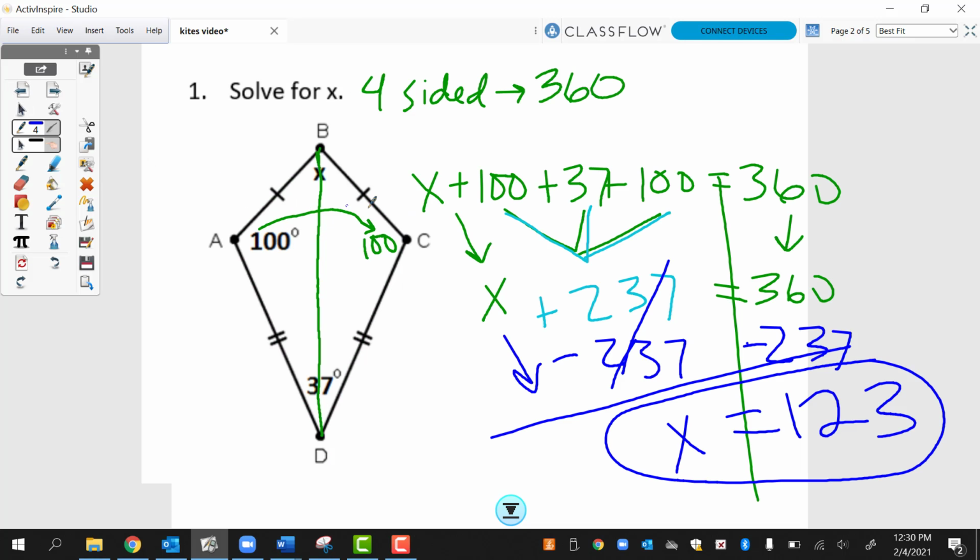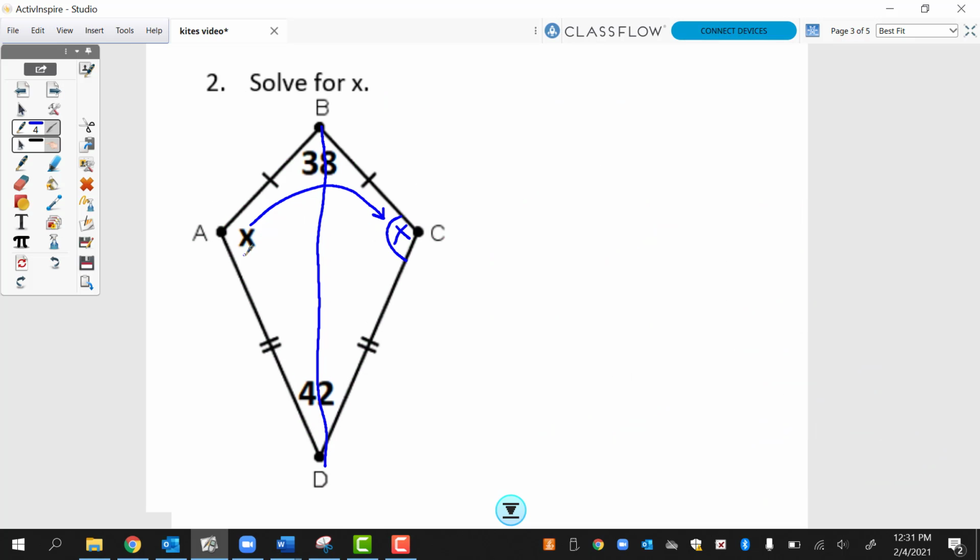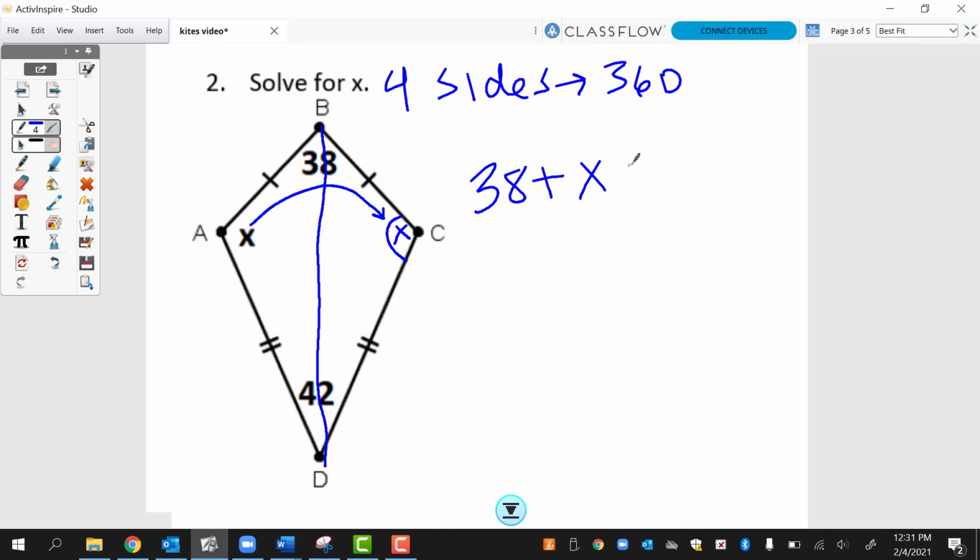Oh, I said this side was 100, so this side's 100. The only difference is now it's X and X and not 100, 100. And it's four sides. So we know it still adds up to 360. So we're going to write that equation. So I have 38 plus X plus 42 plus X equals our 360. And we're going to solve that equation.